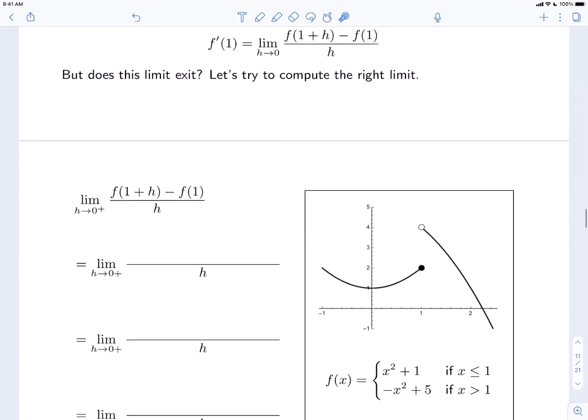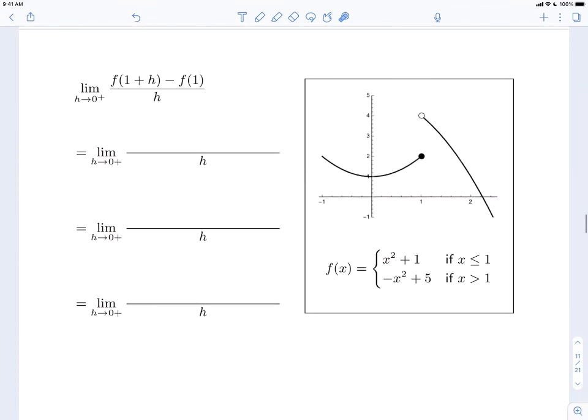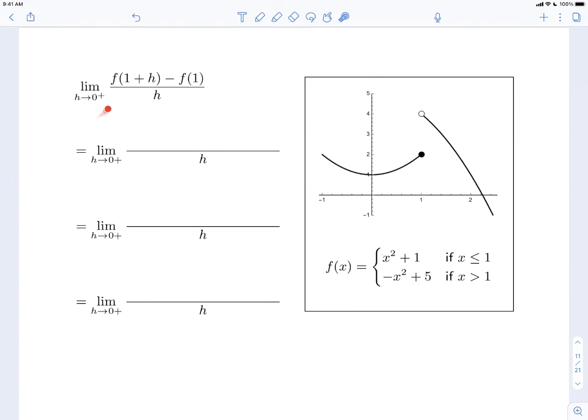Well, let's take a look at it. So we want to compute the limit as h approaches 0 from the right. So h is a positive number. It's a positive number which is slightly bigger than 0. And here's our difference quotient, f at 1 plus h minus f at 1 divided by h. Well, the first thing to do is to compute f at 1 plus h. So we come down to our definition for f at x, and it's piecewise defined.